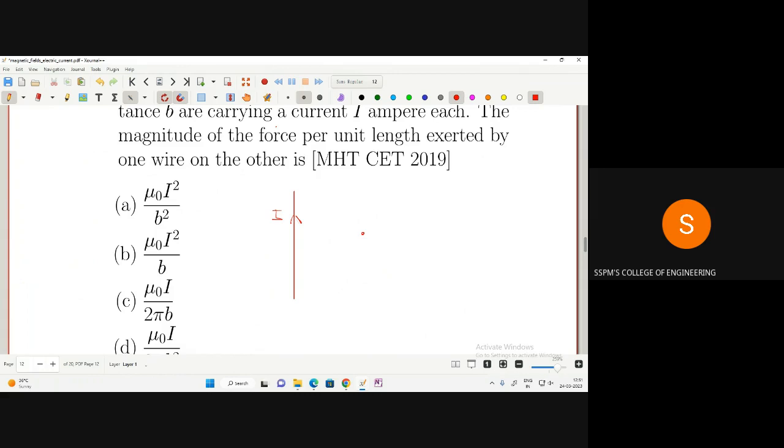कसं फाइंड आउट करणार बघा. तर हे जर शॉर्टेस्ट डिस्टन्स असेल, फॉर एक्झाम्पल आर असेल, तर बी कसं काढणार. बी इज इक्वल टू म्यू 0 आय डिवायडेड बाय, काय येतं बघा इथे, 2 पाय आर येणार. हे इक्वेशन कशावरून काढलेलं आहे, तर बायोट-सावर्ट लॉ सॉल्व्ह करून.